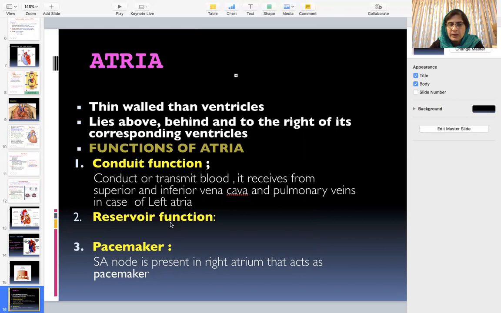Third function is the pacemaker. The pacemaker, from where the electrical activity originates, is called the pacemaker of the heart, which is called the SA node. The sinoatrial node is present on the right atrium, behind the opening of the superior vena cava.